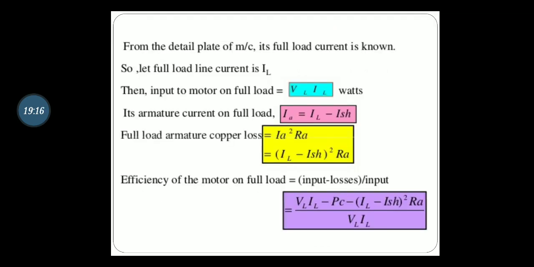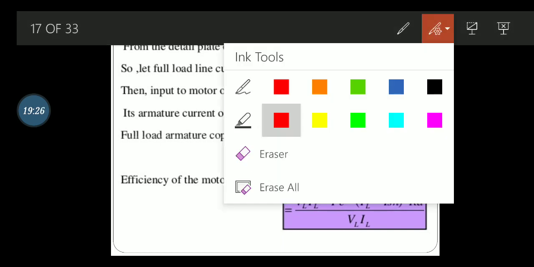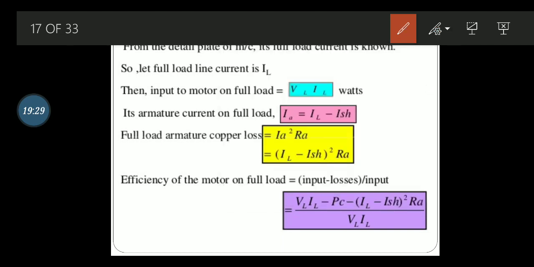From the nameplate of the machine, the full load current is known. The full load current can be determined, that is the value of IL. The input to the motor on full load is the product of line voltage and the line current, in terms of watts.